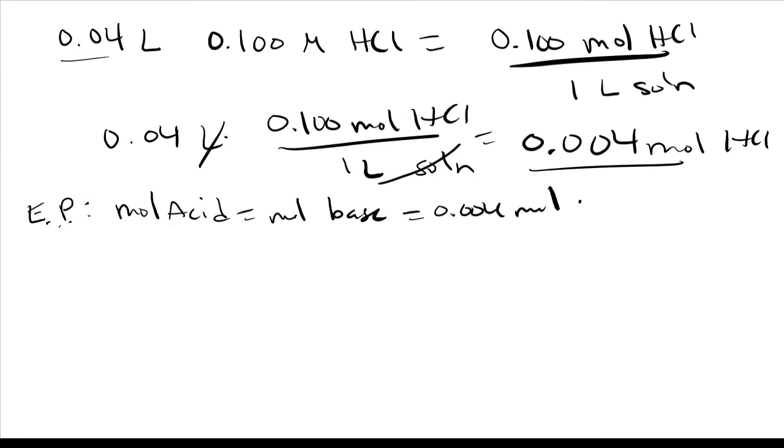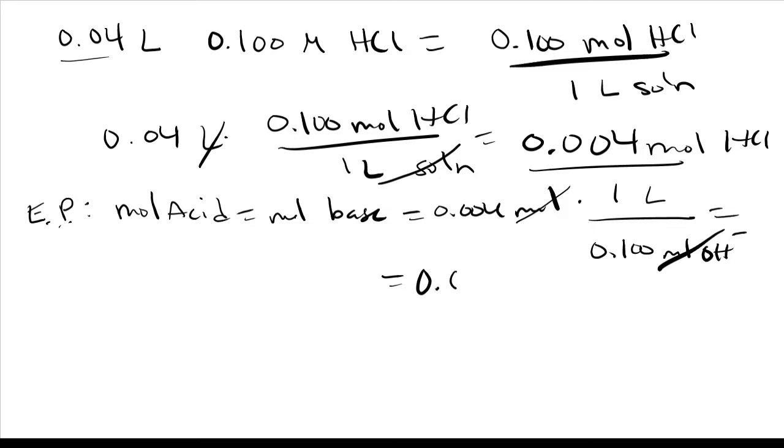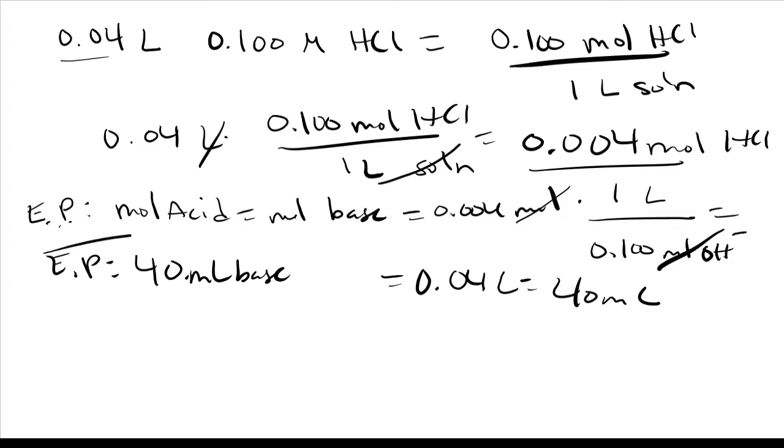So we're going to say we have 0.004 moles, and for every 1 liter, we have 0.100 moles of base, or OH minus. Now the moles cancel out. That leaves us with liters. So that tells us how many liters of base we need to add in order to reach the equivalence point. In this case, 0.004 divided by 0.1 is 0.04, which is basically 40 milliliters. So our equivalence point is when we add 40 milliliters of base. We'll just keep that in mind when we do these problems.